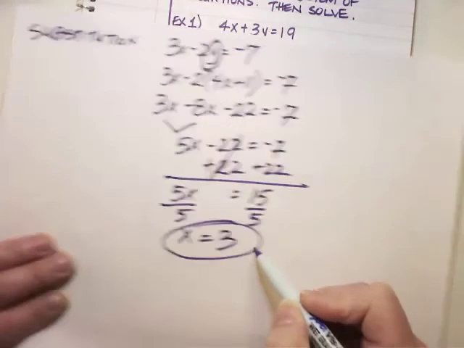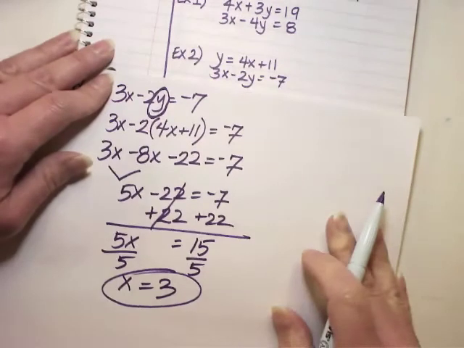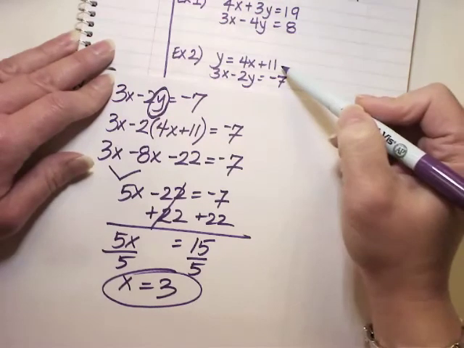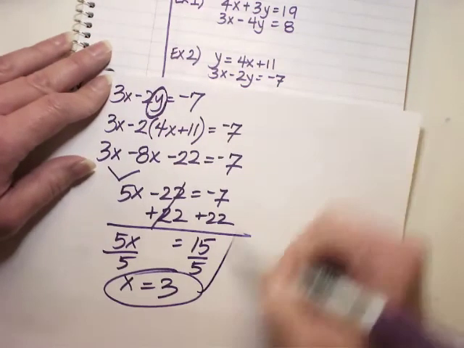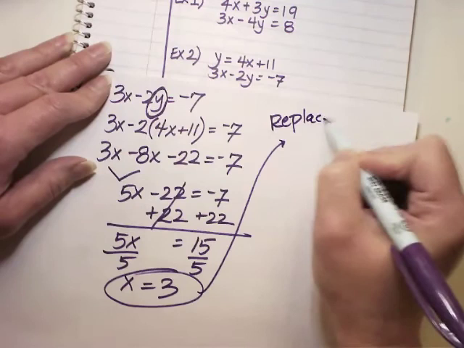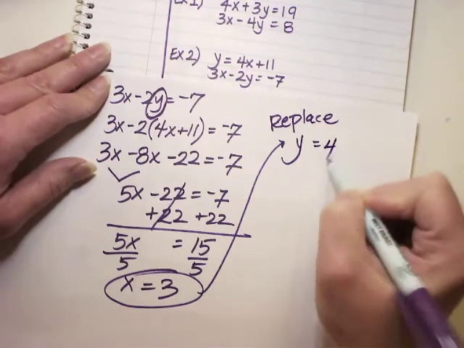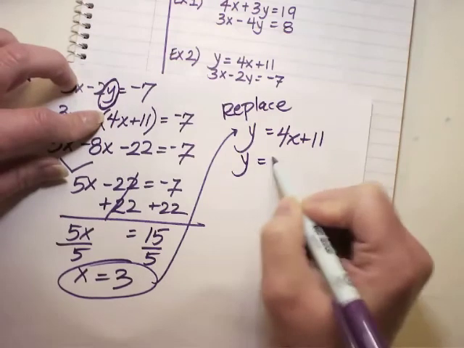I'm going to take this and go back and replace it into one of my original equations. So if you take a look, you'll notice this one's y equals. All I need to do is replace my x back into that. So that is exactly what I'm going to do. I'm going to replace now. And the original equation is y equals 4x plus 11. I'm going to replace the x with what I found, which was 3.